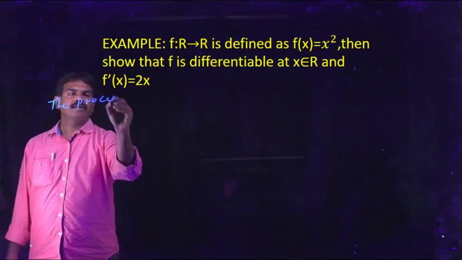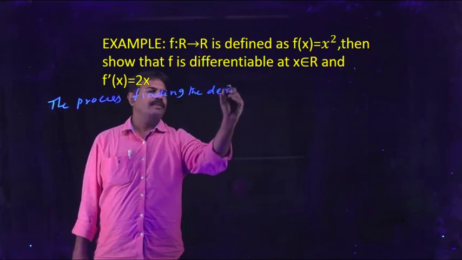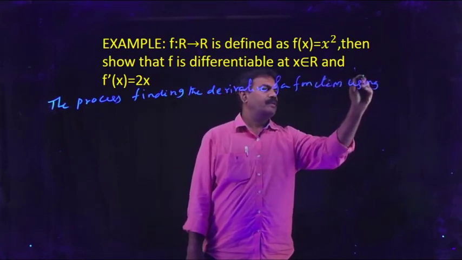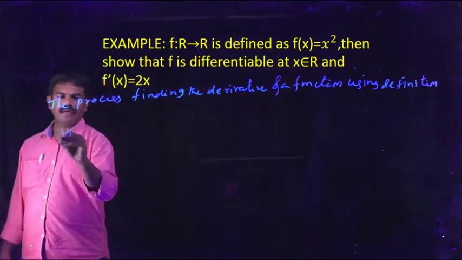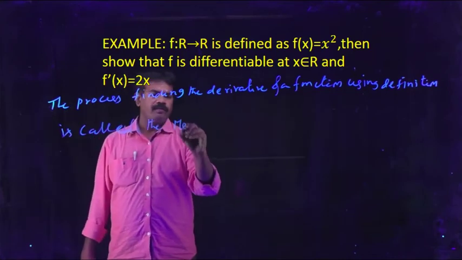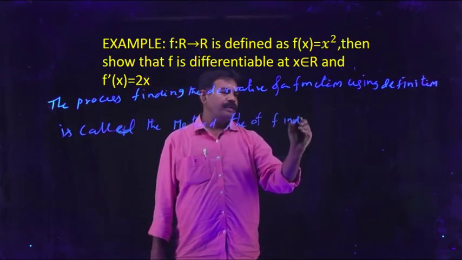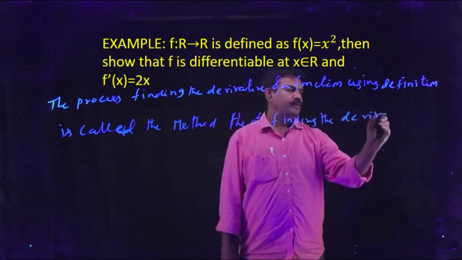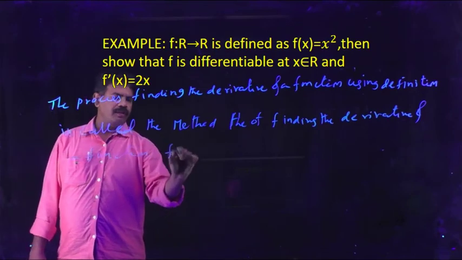The process of finding the derivative of a function using definition is called the method of finding the derivative of a function from first principle.